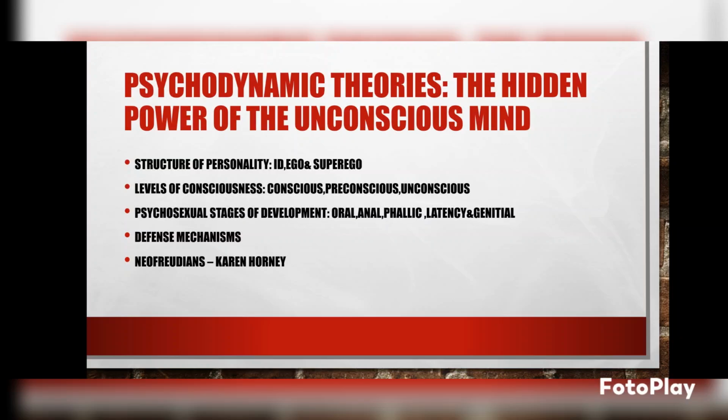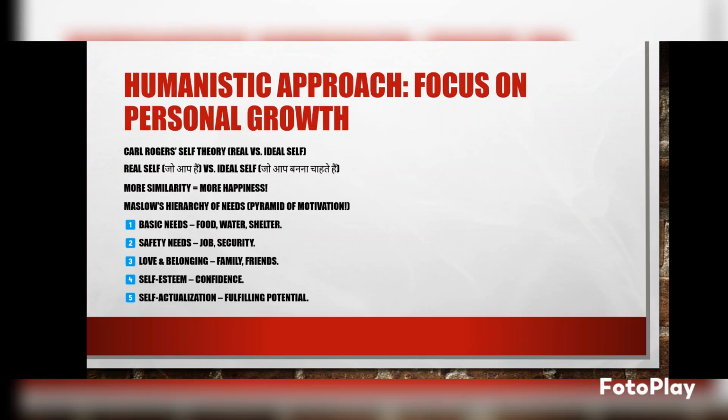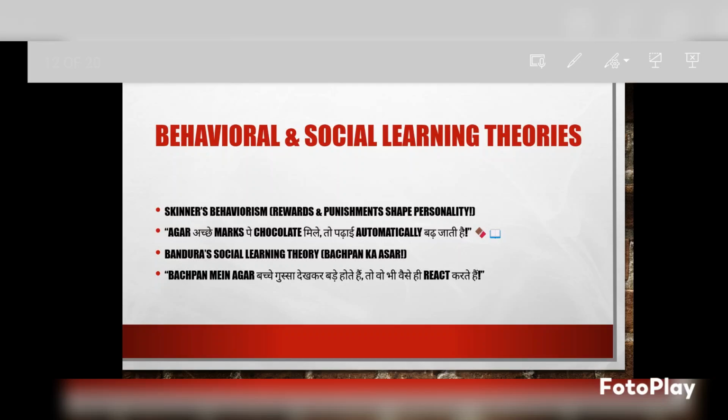on my channel. Next important is humanistic approach, which focus on personal growth, and basically under this you have 2 theories, that of Carl Rogers and Maslow. Carl Rogers talks about 2 types of self: ideal self and real self, and if there is a lot of discrepancies, then it leads to problems in personality. Next is behavioral and social learning theories, which talks about reinforcement and observation learning in the personality formation.